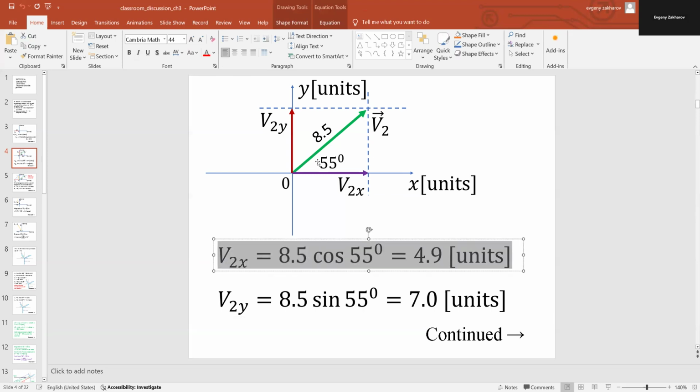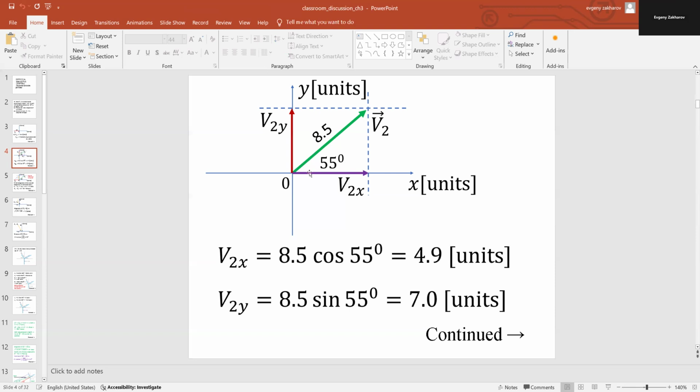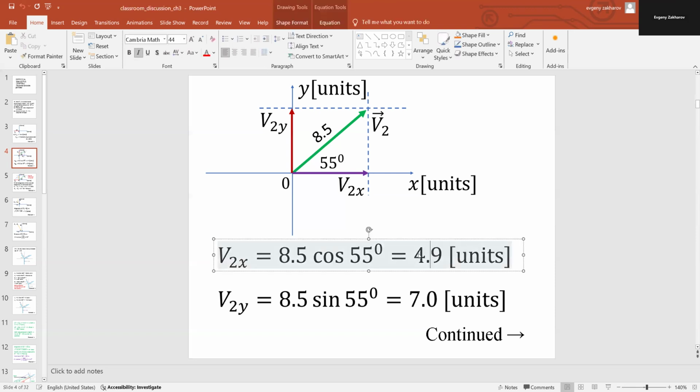You multiply the hypotenuse by the cosine of the reference angle, and you get a little less of a value. Remember, cosine cannot exceed 1, so if 8.5 is the maximum, you're going to get something less than that, and it's positive. Remember, it was a negative component for v sub 1. It's going to be a positive component for v sub 2x.